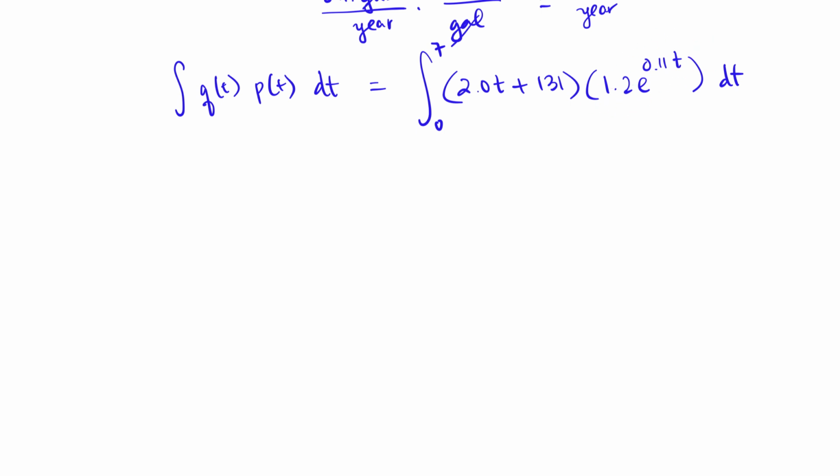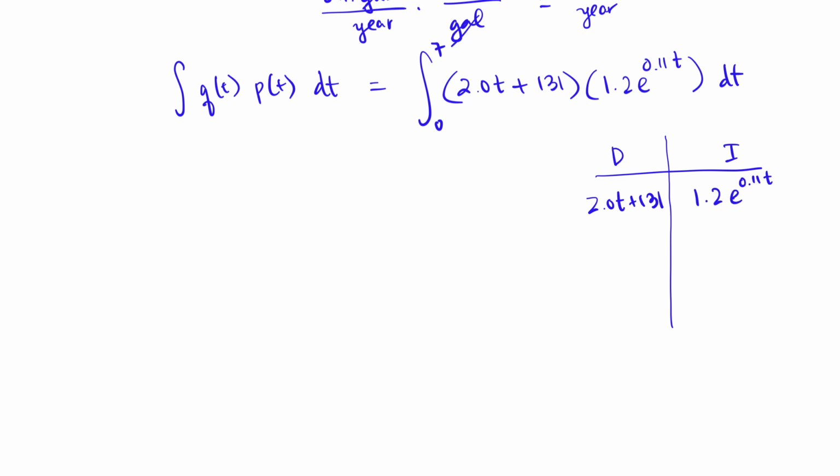Because the integrand consists of algebraic and exponential factors, we're going to use integration by parts. But in this case, we're going to use the shortcut, the table method. On the left-hand column, we will put the algebraic factor 2.0 T plus 131. And in the right column, we put the exponential factor 1.2 e to the 0.11 T.